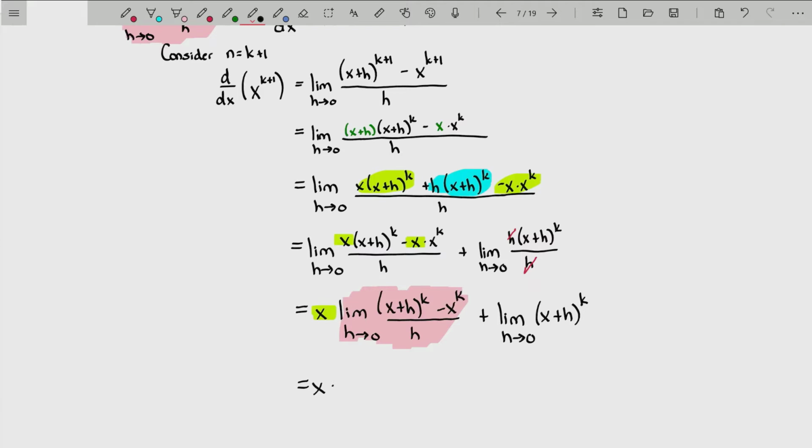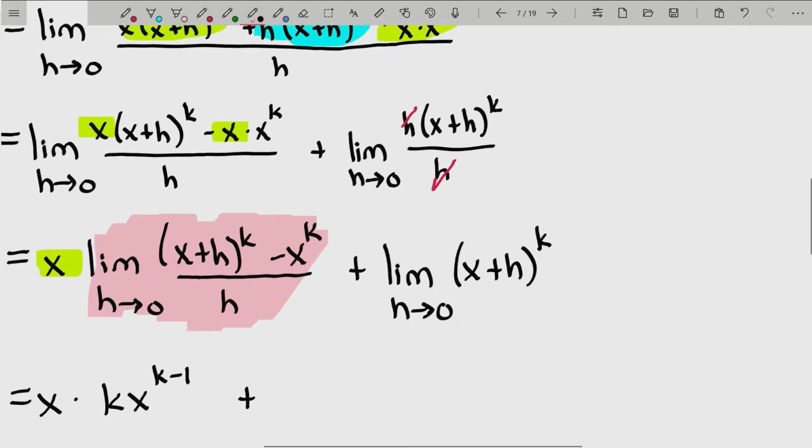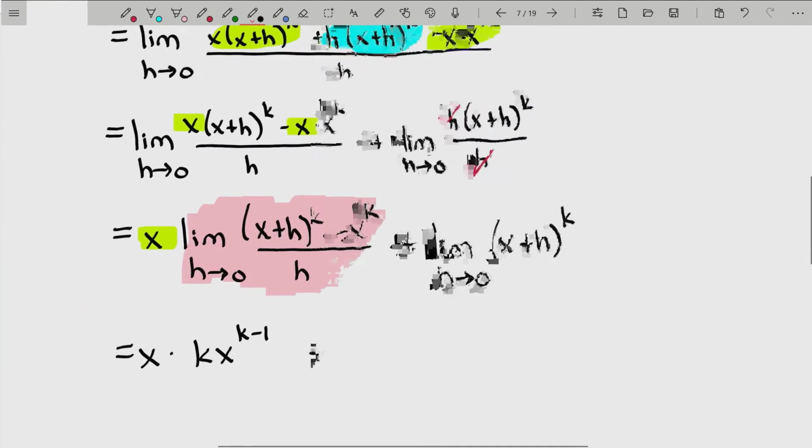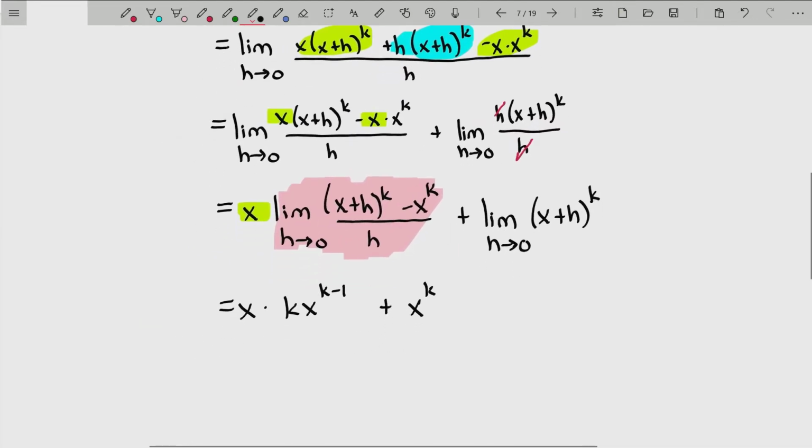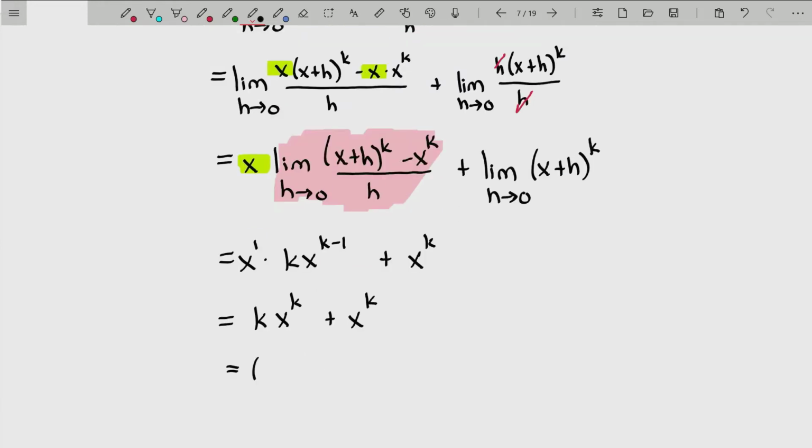So this is going to be x times k times x to the k minus 1 plus, in the second limit over here, we just use direct substitution. Let h be 0 and you get x to the k. And notice what this looks like. x to the first times x to the k minus 1, that'll be x to the k. And if you factor out the x to the k, you'll have k plus 1 times x to the k.